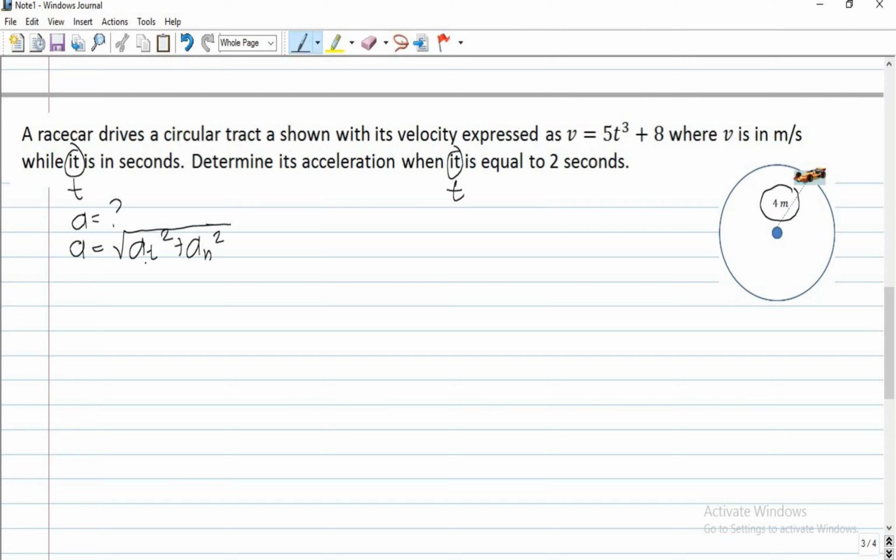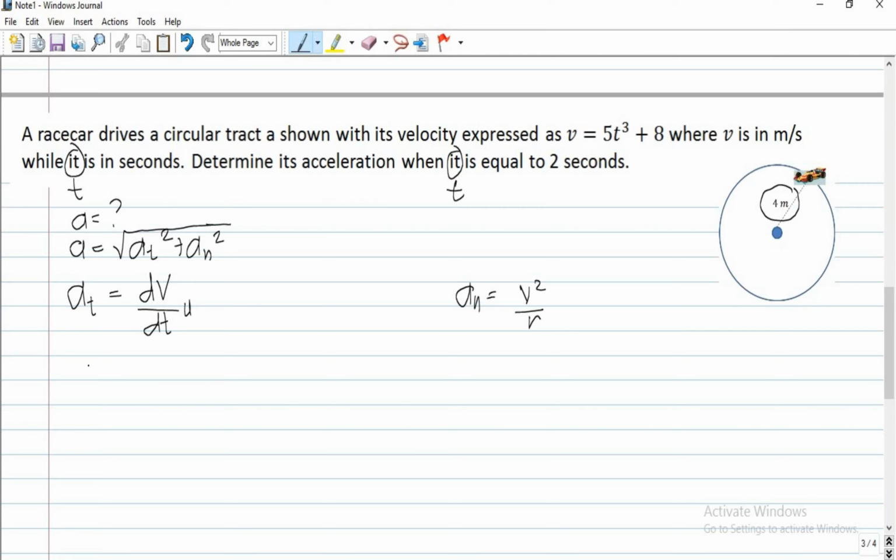So, I need the value of my tangential acceleration and normal acceleration. I know that my tangential acceleration is equal to the derivative of v with respect to t. Again, yung u dito, that is the vector component. My an is equal to v squared over r. Saan ko kukunin yung derivative ng v with respect to t?